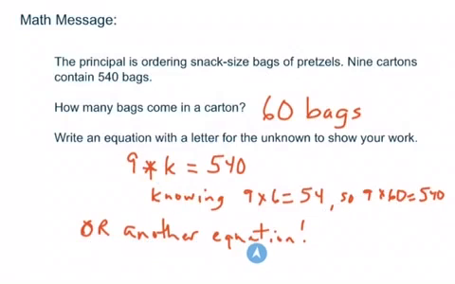You might have a different equation, that's okay, but this is the concept that you should have been able to get to, okay? I could have written this as a division one as well by saying 540 divided by 9 equals K. That would have worked also, okay?